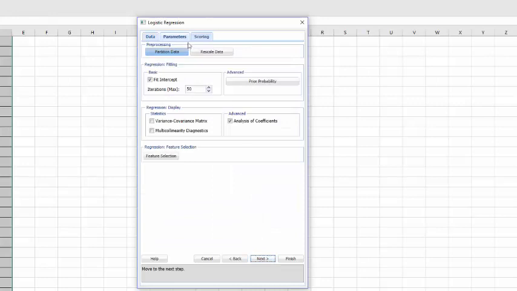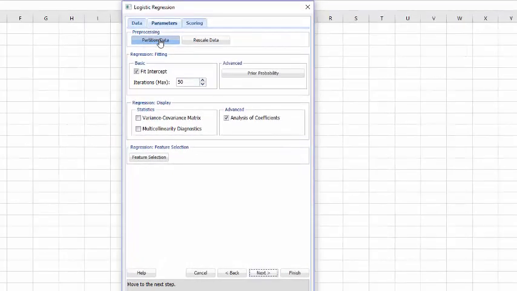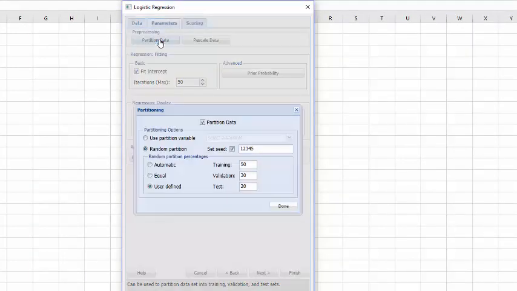We are asked to partition the data, so this is part of the pre-processing of the data. If I click here, partition, I can decide what I want. I would like to have 60% in my training set and 40% in my validation set. I always set the seed at 1, 2, 3, 4, 5, which means next time I rerun the test, I will have the same partitioning.